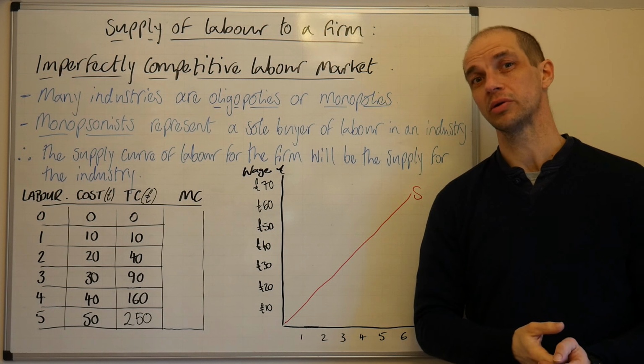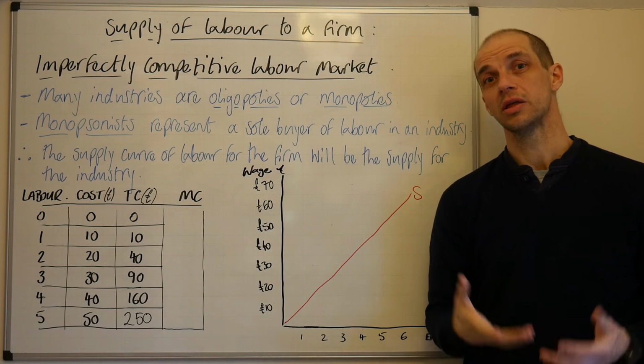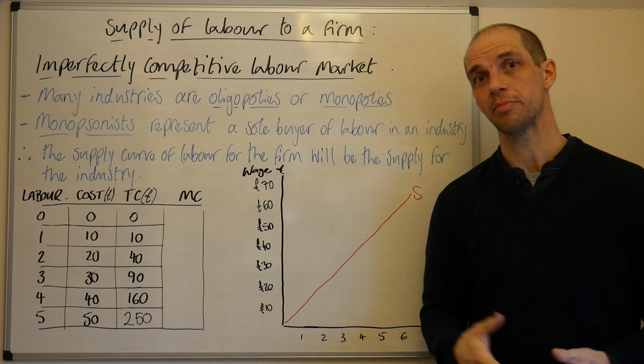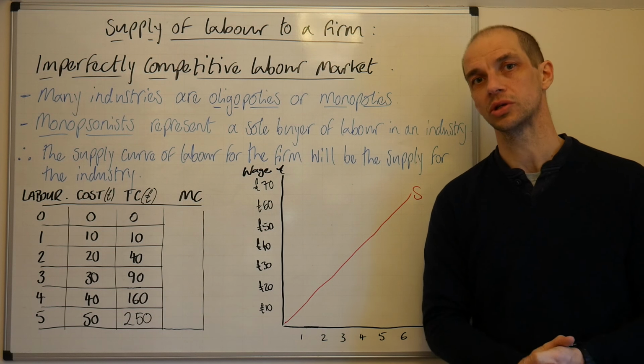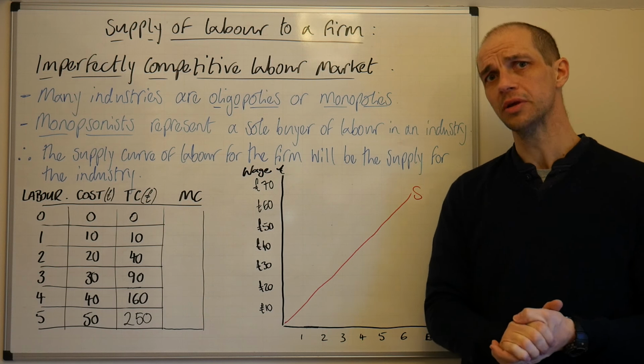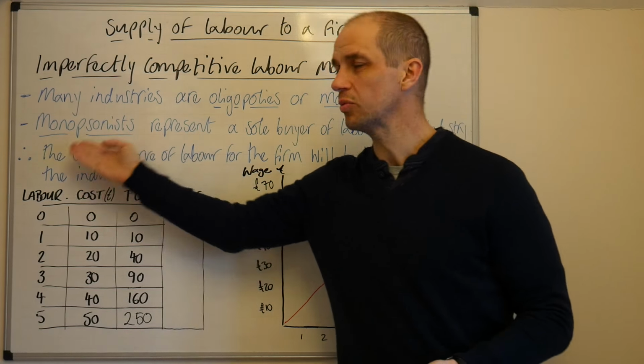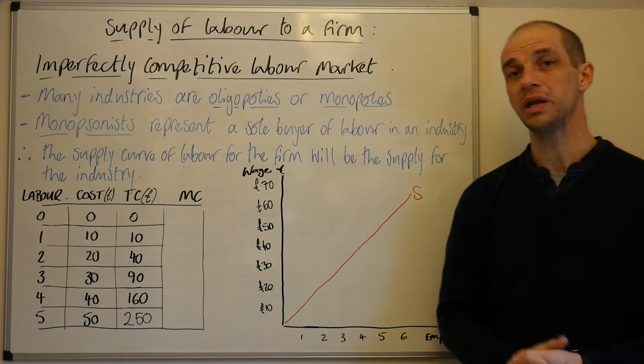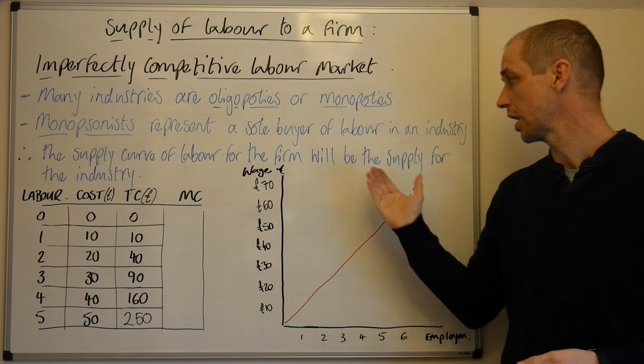A great example here is, of course, the NHS. They are regarded as a monopsonist employer of healthcare professionals, nurses, doctors, and so on. So what does this mean? Well, it means that therefore the supply curve of labour for the firm will be the supply curve of labour for the industry.